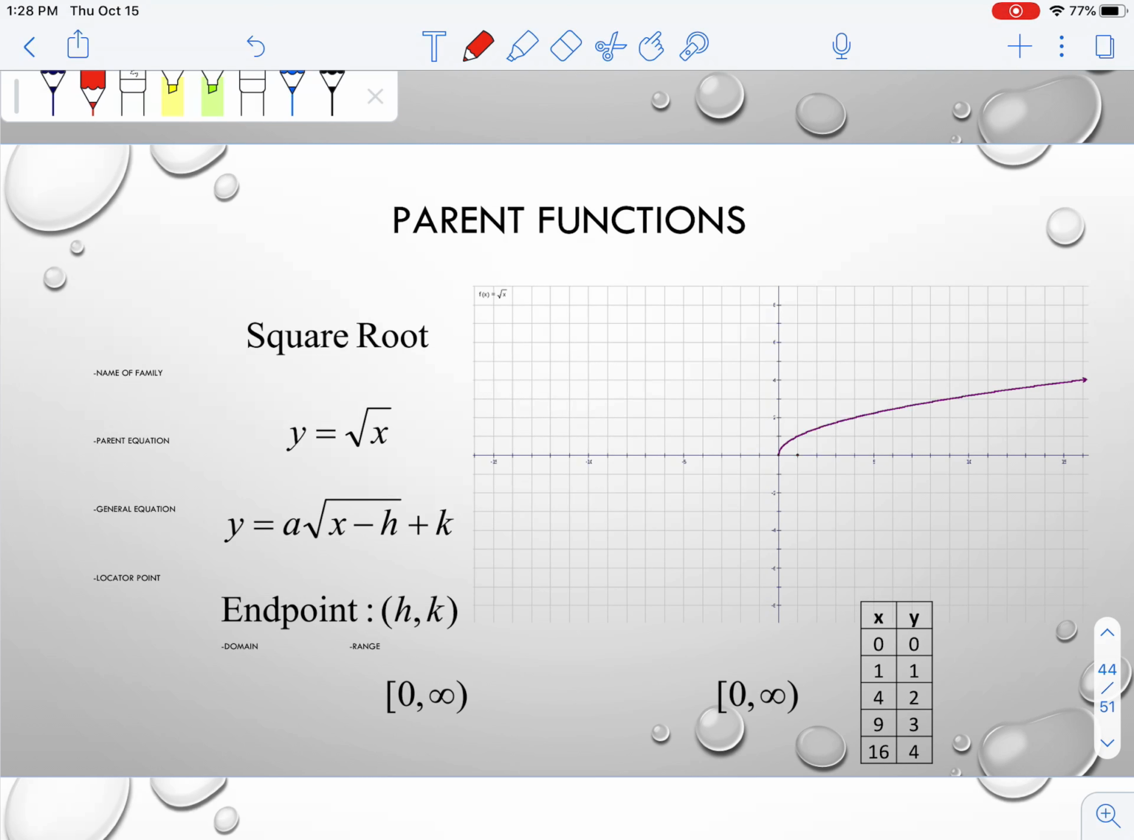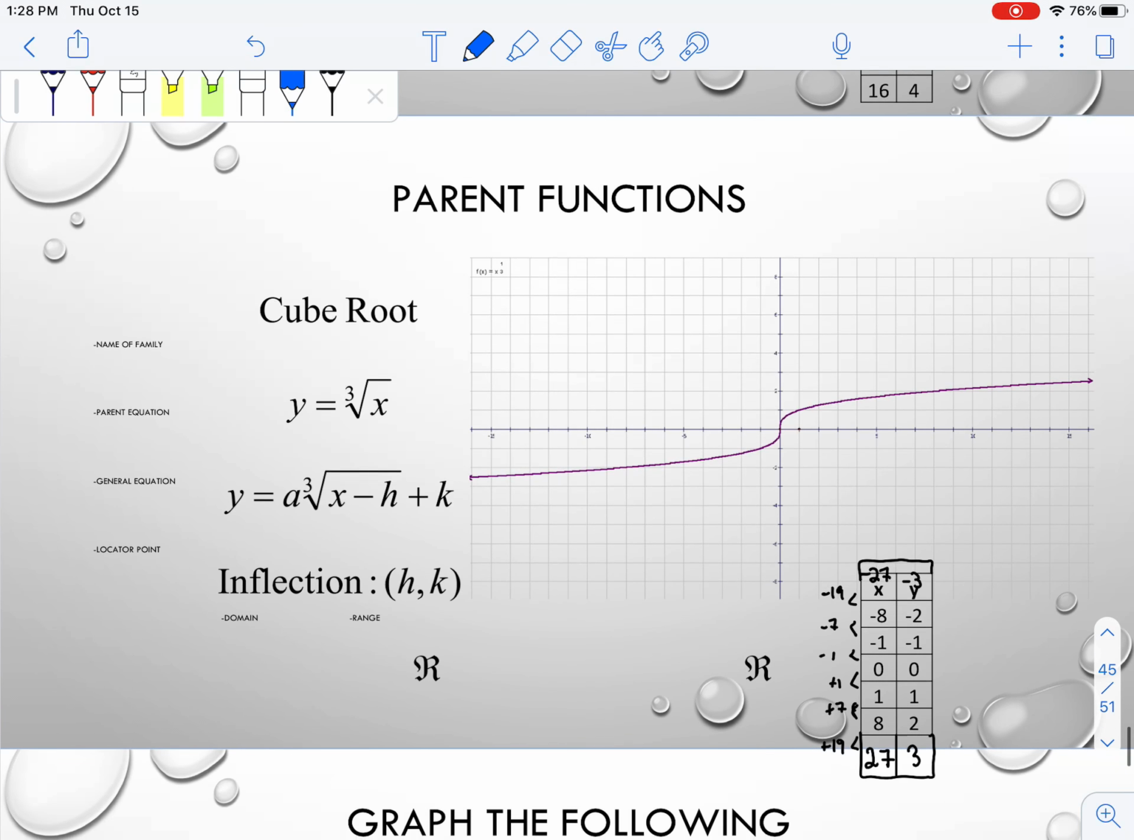A negative would flip it, a vertical stretch would make it go this way, and a vertical compression, again, you're stepping on it. It's going that way, and then we can shift it up, down, left, and right accordingly. Your locator point in this situation would be your endpoint, right here. The reason it starts and stops where it begins right there is because you cannot take the square root of a negative. So again, all things that you already know, so we can quickly review that.